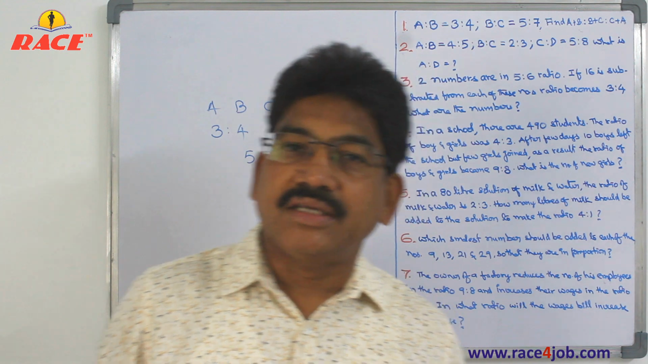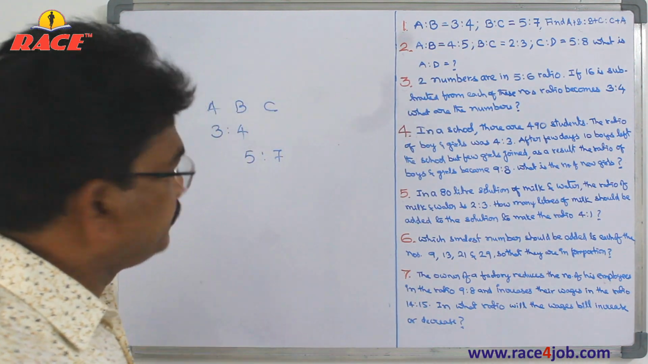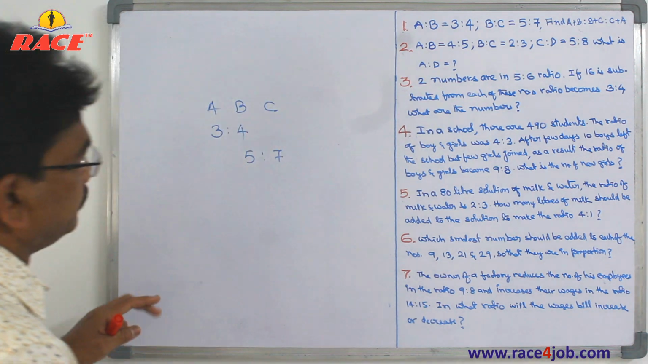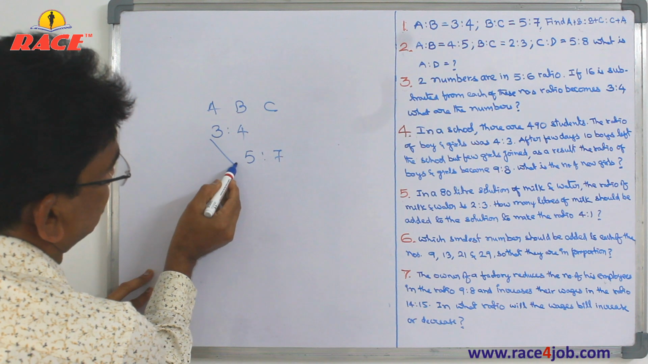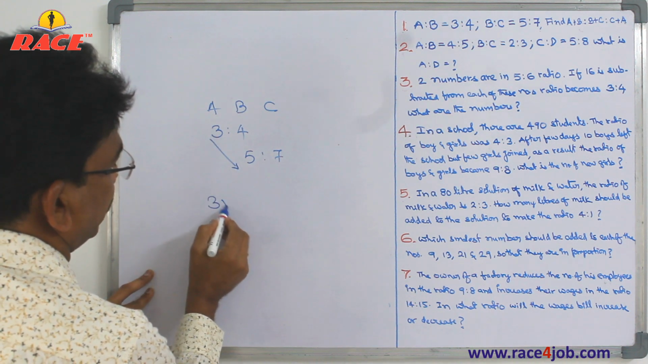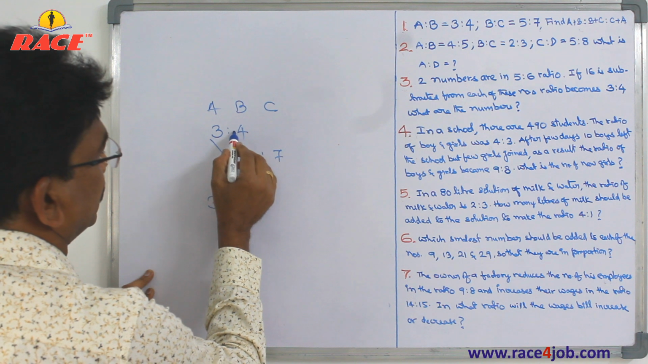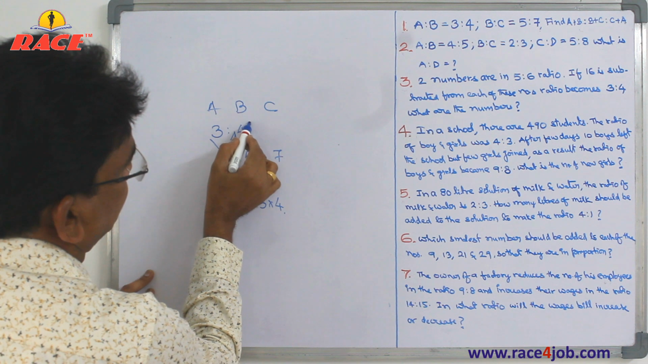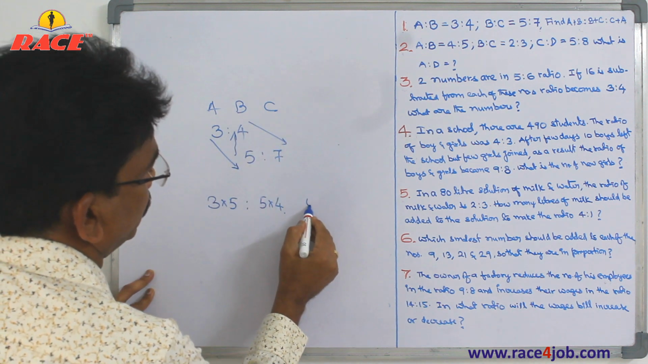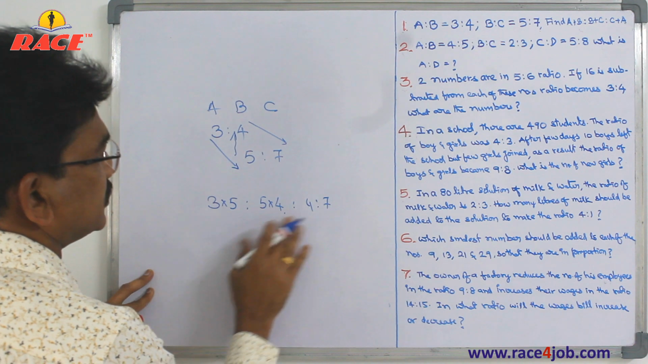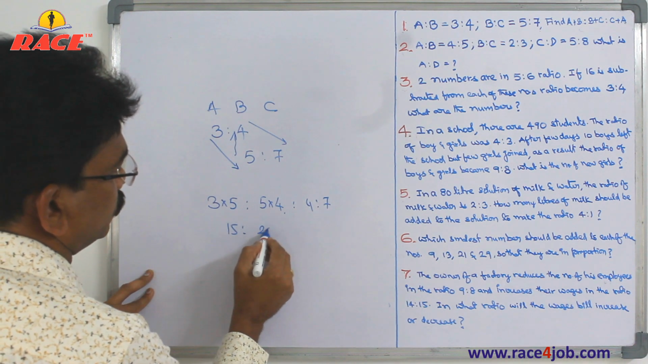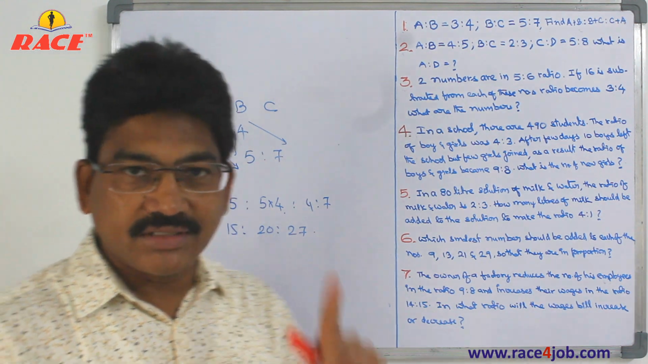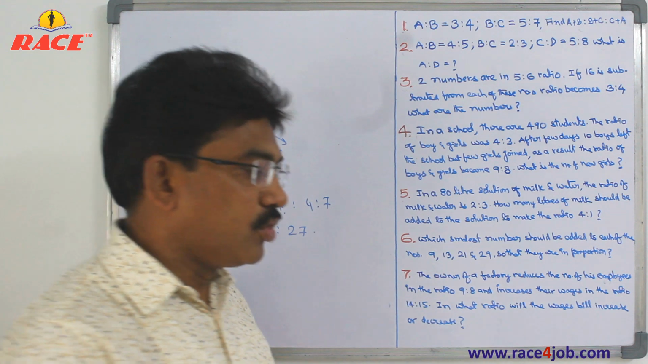Okay. See here, how to find out ABC? I'll give you 2 ways. One way is like this. A is this: these 2 terms, 3 into 5. And second one, this is B: 5 into 4. And this is C: 4 into 7. So A is to B is to C is 15 is to 20 is to 28. So ABC is 15, 20, 28. This is one way. And I'll give you one more way also.